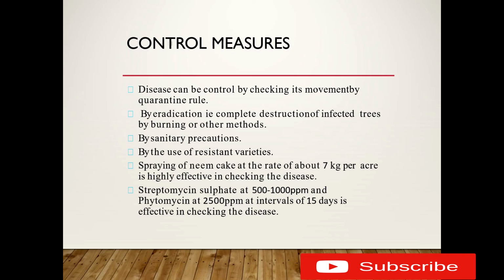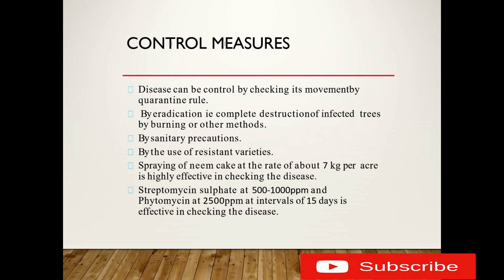Another natural control is the spraying of neem cake at the rate of about 7 kg per acre, which is highly effective. There are also other chemicals like streptomycin sulfate and phytomycin. Both can be applied every 15 days, which is again effective for checking the disease.